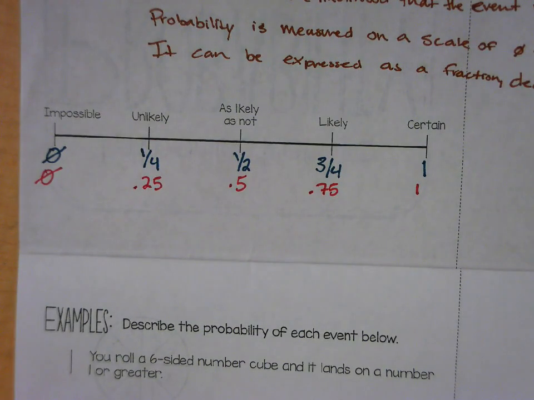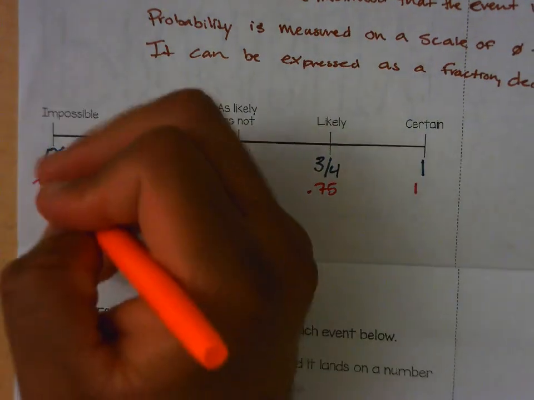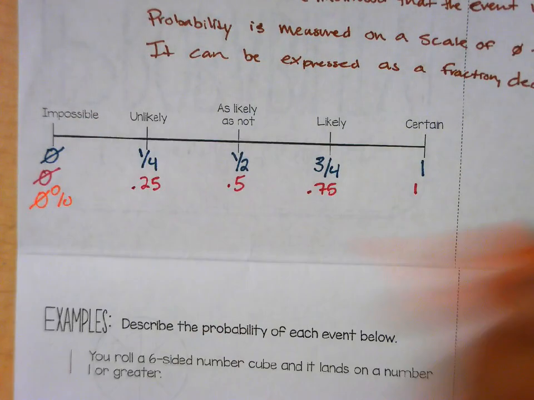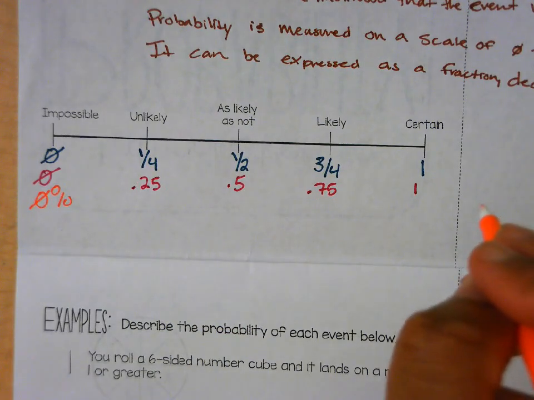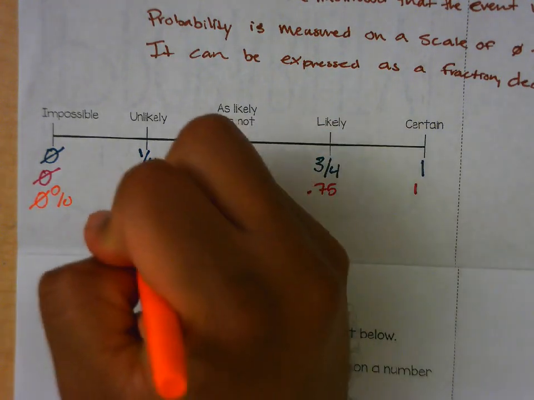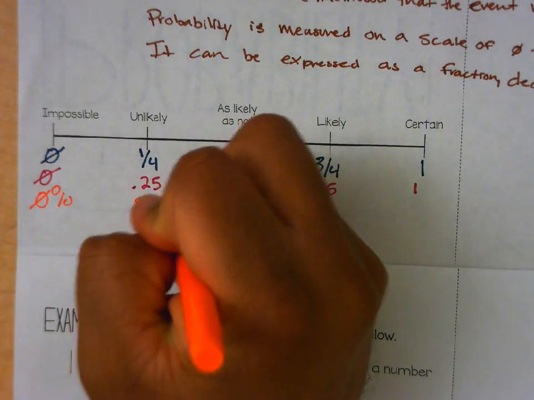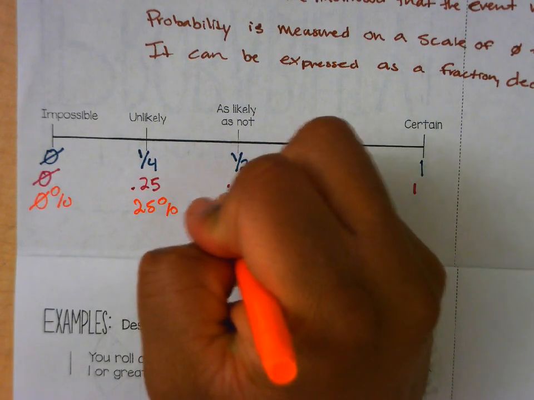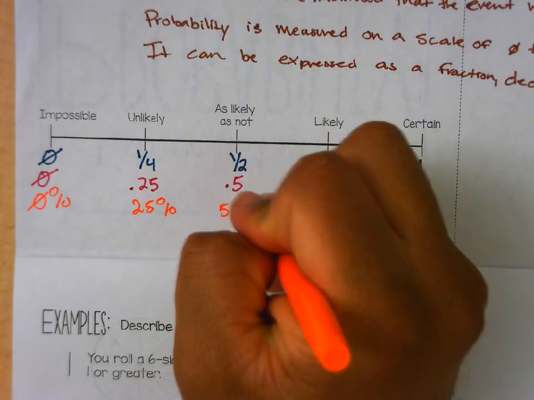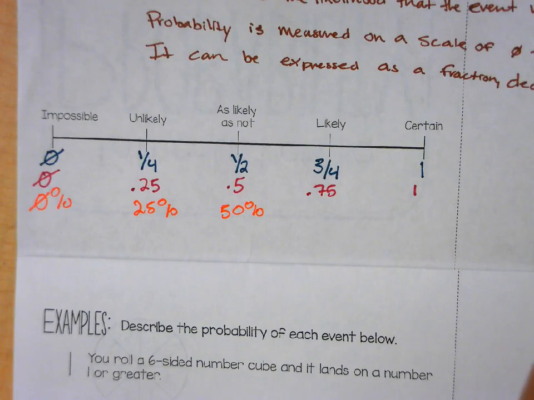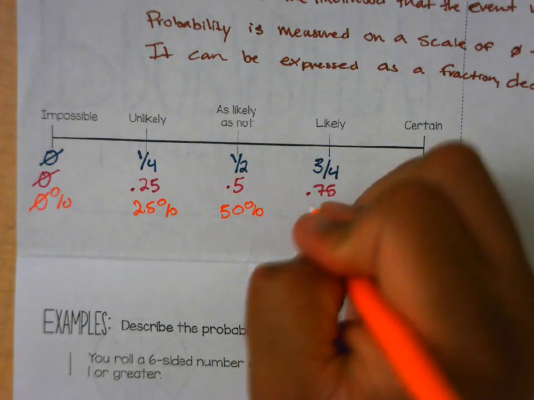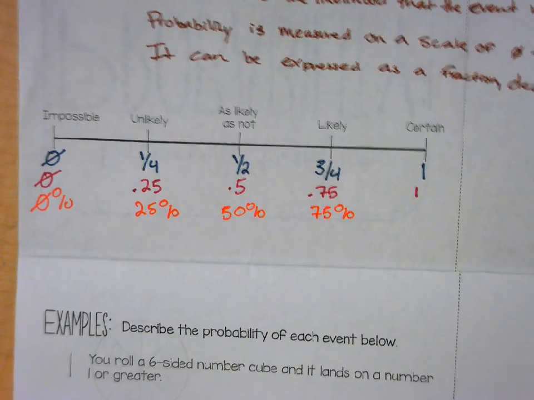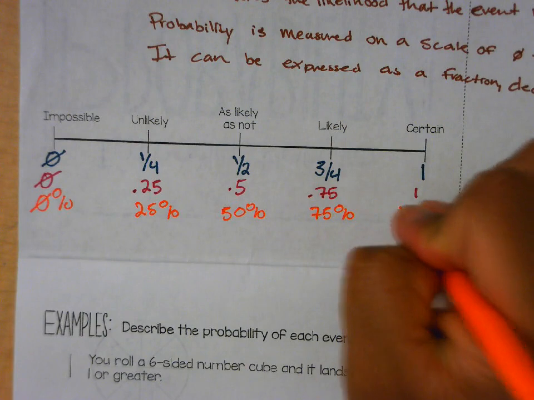All right, so now let's look at percentages. What would 0 look like as a percentage? 0%. What would 0.25 or 25 hundredths look like as a percentage? 25%. What would 0.5 look like as a percentage? 50%. What would 0.75 look like as a percentage? 75%. What would 1 look like as a percentage? 100%.